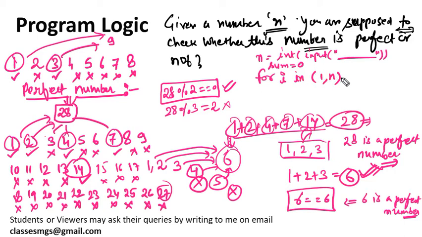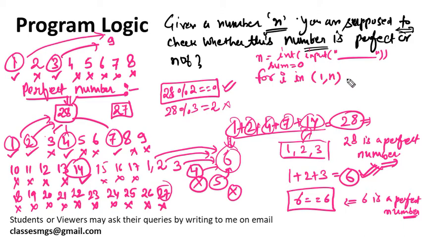I need not add plus 1 here, because I want to execute this loop up to n minus 1. Because from 1 to n minus 1, any number that is completely dividing, we need to add. We need not divide 28 by 28. That's why we will run the loop up to n minus 1.